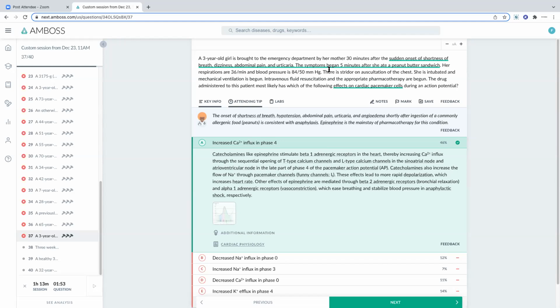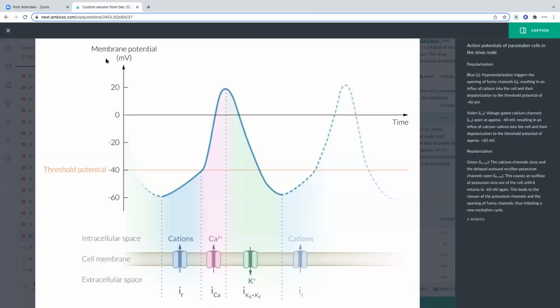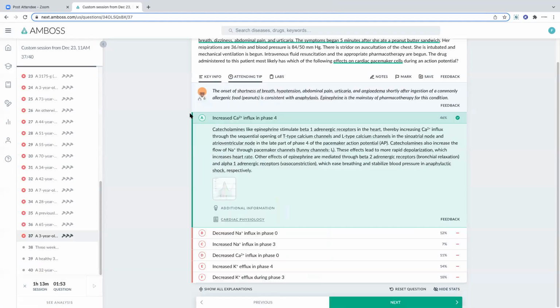And epinephrine, what will epinephrine do? The drug administered will most likely have which of the following effects on cardiac pacemakers? So over here, epinephrine is going to stimulate the beta-1 receptors. And when they stimulate the beta-1 receptors, there is opening of the L-type calcium channels. And this increases calcium entry. As a result, there's increased depolarization. Have I made myself clear? Yes or no? If there's increased depolarization, then can there be increased force of contraction? Yes. Will there be increase of heart rate? Yes. As a result, will there be reversal of the anaphylaxis? The answer is yes. Okay. So have I made myself clear? Yes or no?